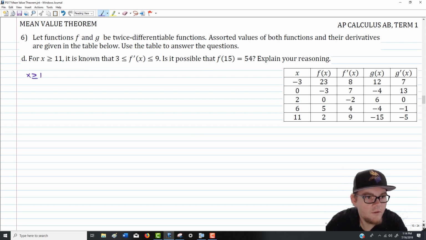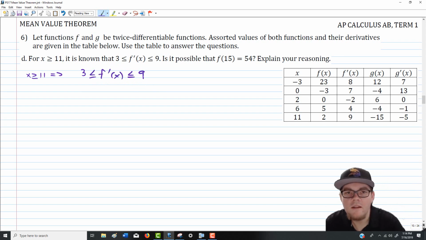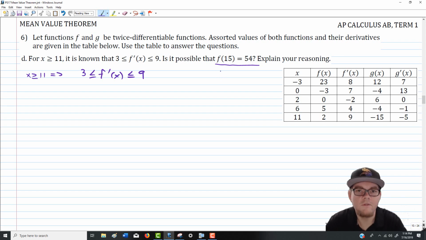So x greater than or equal to 11 implies f prime of x is a member of the interval from 3 to 9. And actually, I'd rather write it as an inequality: 3 less than or equal to f prime of x less than or equal to 9. So they're saying that the slope is positive and always between positive 3 and positive 9 on that interval. The question we're asking is whether it's possible that f of 15 equals 54. In your head, you might feel like there's just not enough information. You'd know so little about what's happening with f beyond x equals 11, so you might feel like this can't be done. But actually it can.